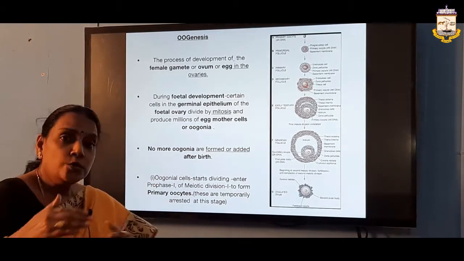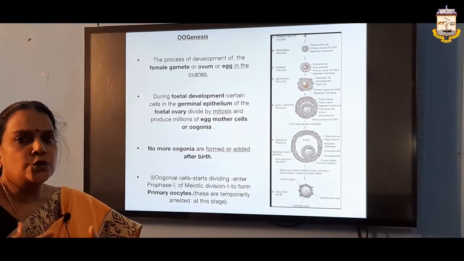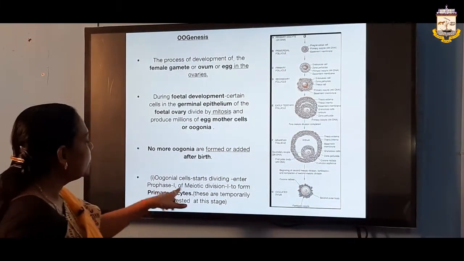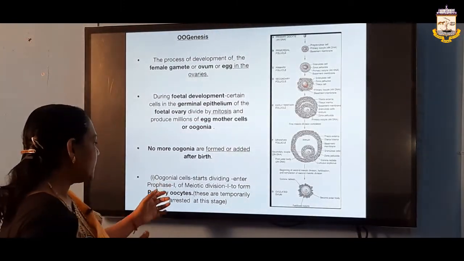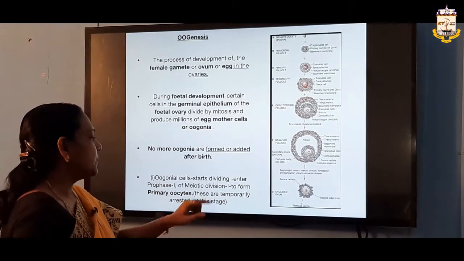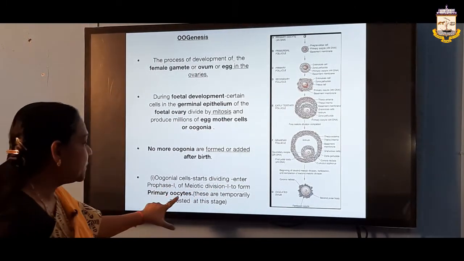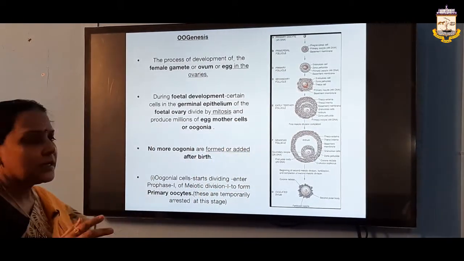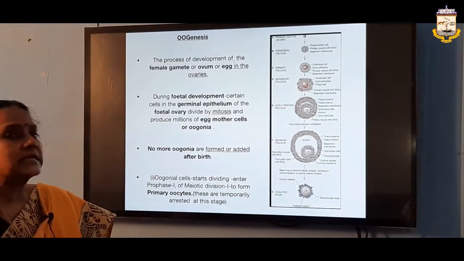So no more oogonia are added after childbirth. Before the birth of the child, the oogonia are produced in millions. After that, the oogonia start dividing and enter the first stage, the prophase 1 of meiotic division. They enter prophase 1 of meiotic division 1 to form the primary oocytes. So here you can see the primary oocytes which are present. At this stage they are temporarily arrested.